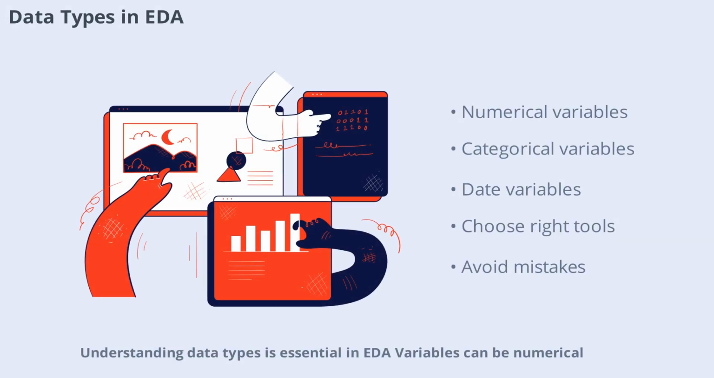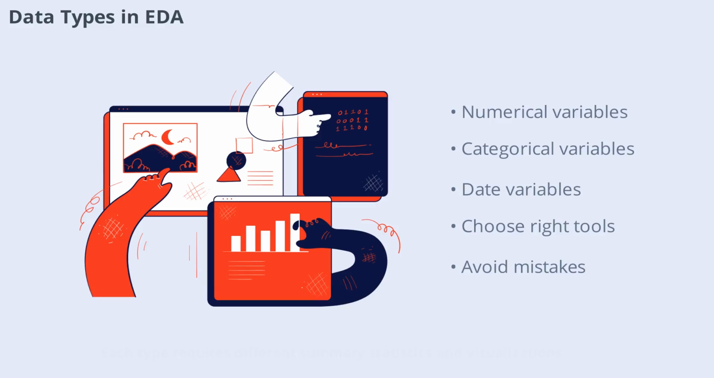Understanding data types is essential in EDA. Variables can be numerical, categorical, or even dates. Each type requires different summary statistics and visualizations. Recognizing data types early helps us choose the right tools for analysis and avoid mistakes.